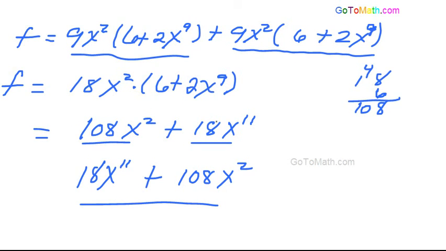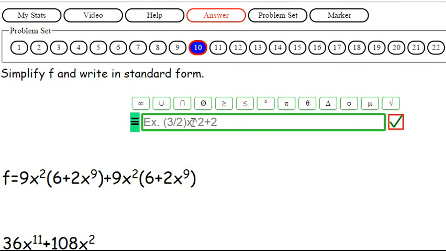So 18 times 2 is 36. Wow, I should have seen that right there. Where are we at here? 36x to the 11th. Okay, we got it now. 36x to the 11th, then 108x squared. Right. 36x to the 11th.